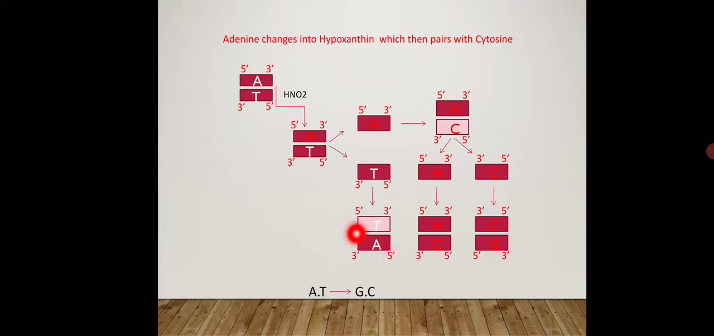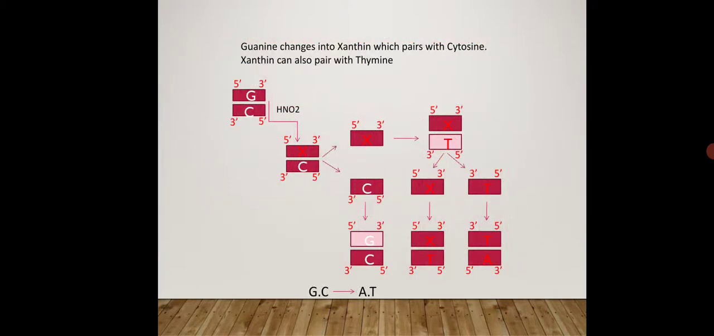This is the normal, so leave it. So to the hypoxanthine, what will get paired? Your cytosine will get paired. So during the second replication the two strands will get separated, and to the normal cytosine your guanine is base paired, and to the hypoxanthine cytosine is base paired. So from AT you have got the CG. So that is a very simple mechanism to understand.